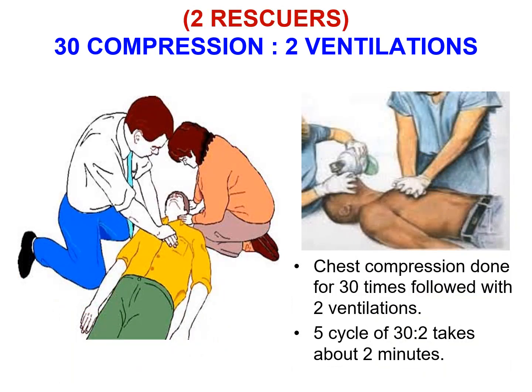If there are 2 rescuers present, one rescuer shall perform chest compression while the other takes over the ventilation. The chest compressions are done 30 times, followed immediately by 2 ventilations. Repeat the 30 compressions to 2 ventilations up to 5 cycles, or around 2 minutes.